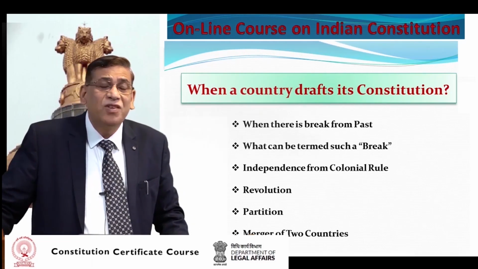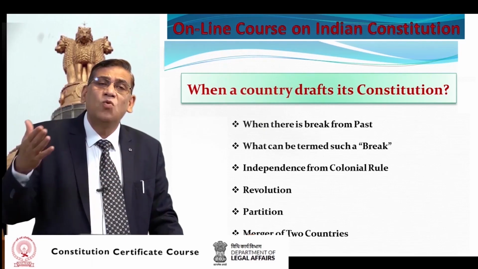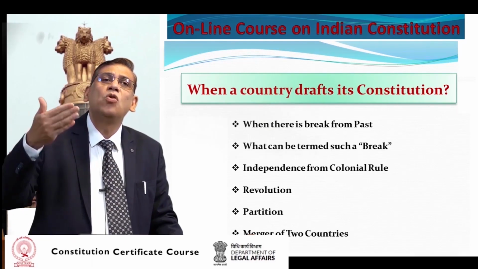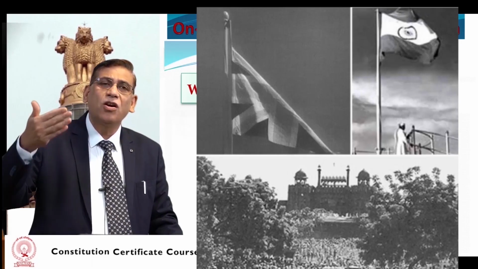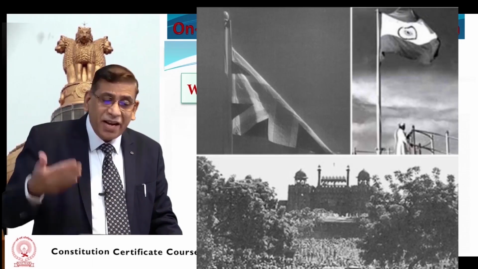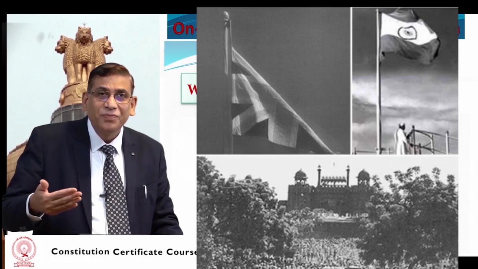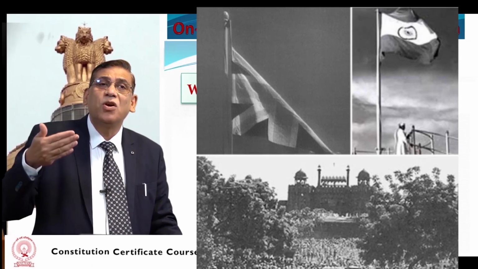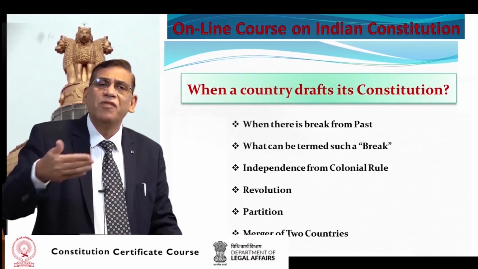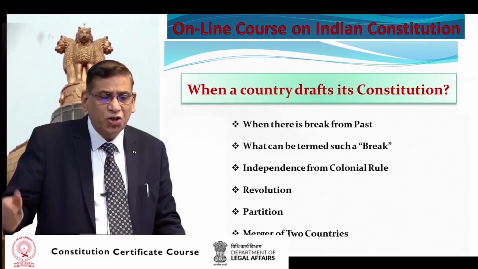One is, and which is a case with most third world countries, that they get independence from colonial powers. So, for instance, we got independence from Britain in 1947, and therefore we started our process of drafting the constitution in 1946 itself. We will tell the details of this in the next lecture.